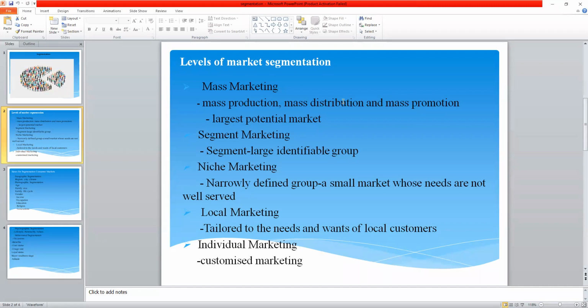So here, when the company thinks of having the heterogeneously scattered market on the basis of different groups, they think of homogenizing this market. It is known as segment marketing. The people with the same wants, same preferences, same demographics and location come together. They are brought together or homogenized. So we say it's a segment marketing.